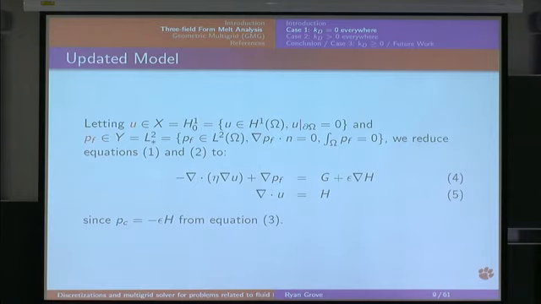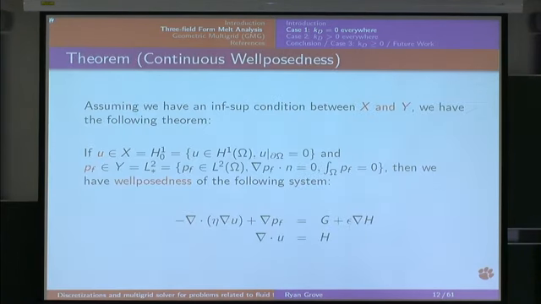Good question. We were here. All right, so we're not going to talk too much about the analysis of showing that it's well posed. Basically, if we have that inf-sup condition between our spaces X and Y, and if you remember, X was my space for my velocity, Y was my space for my fluid pressure, if you have an inf-sup condition between them, then you have well posedness of the system I showed you.